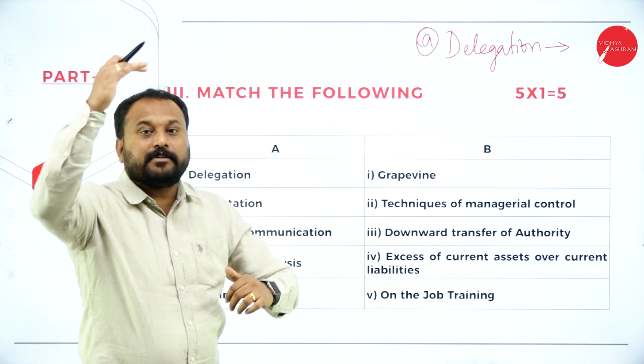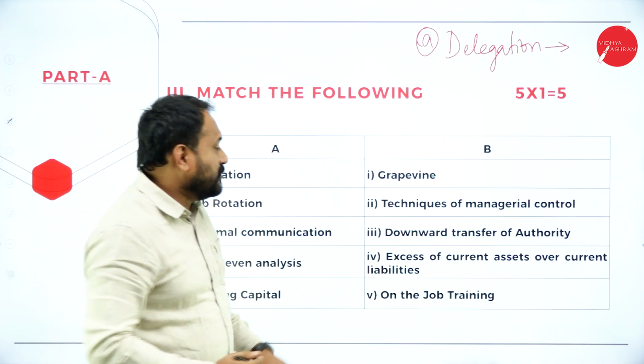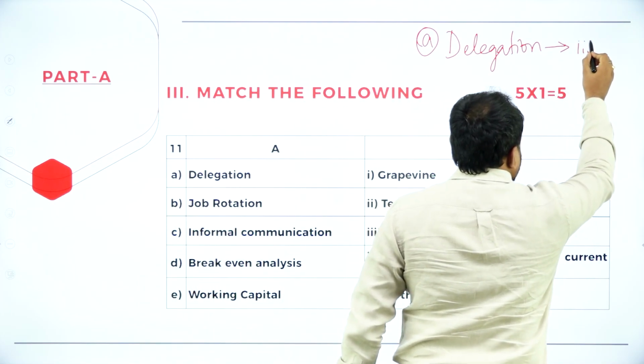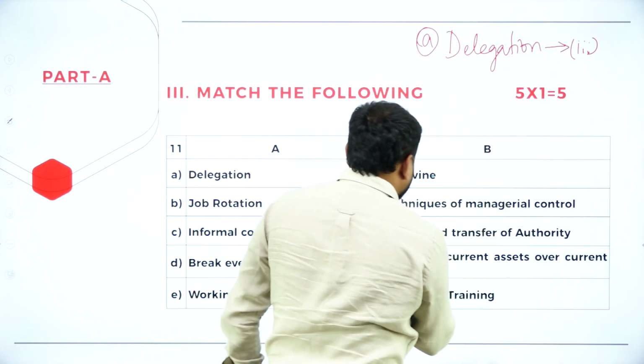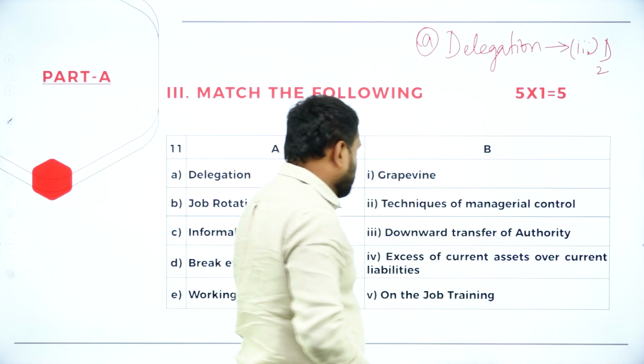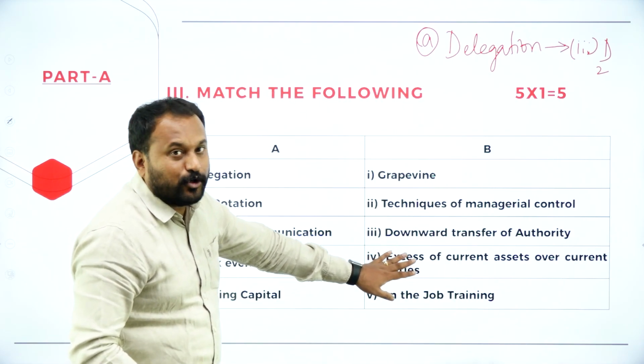So downward from the superior to the subordinate. So this is the third one. So I'll write here 3 and then I'll write downward transfer of authority. Downward transfer of authority. Done. So this is how I'll go with it.